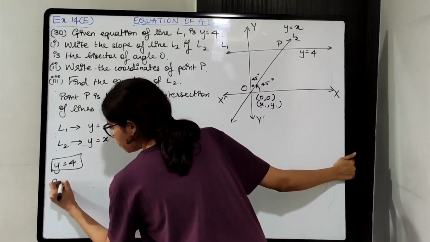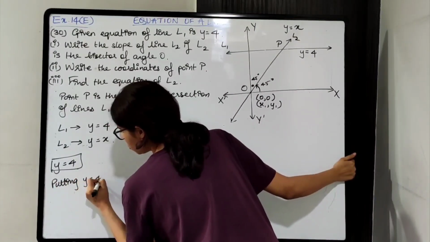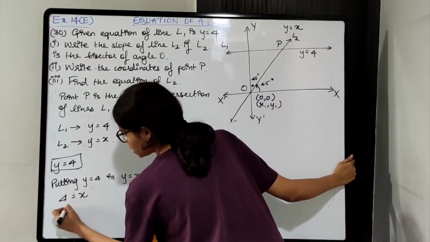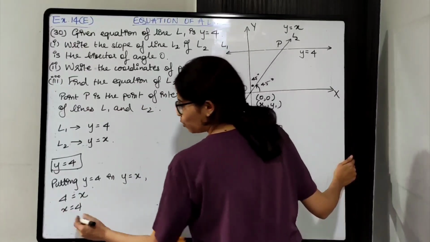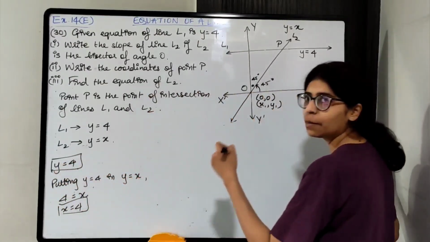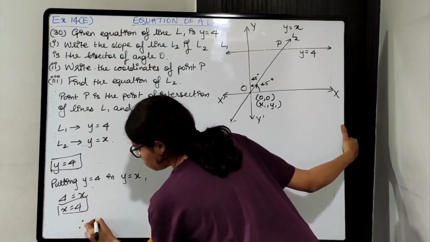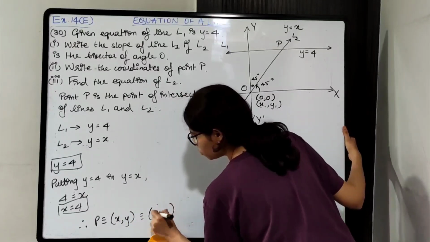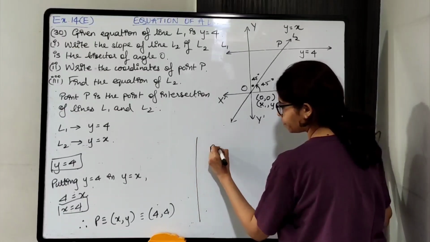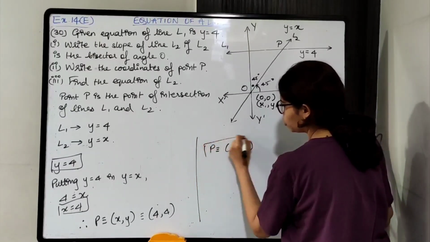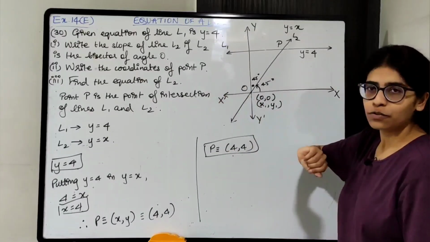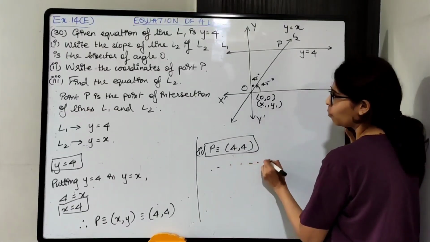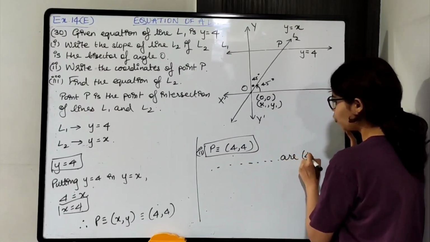So putting y equals 4 and y equals x, 4 is equal to x, that is x is equal to 4. Okay, so x is 4, y is 4, we got the coordinates of P. Therefore P is x comma y, that is 4 comma 4. Okay, so P is 4 comma 4. Box it. This is the second part of the question. Okay, so we got the answer to the second part. Write down the statement. The coordinates of point P are 4 comma 4.